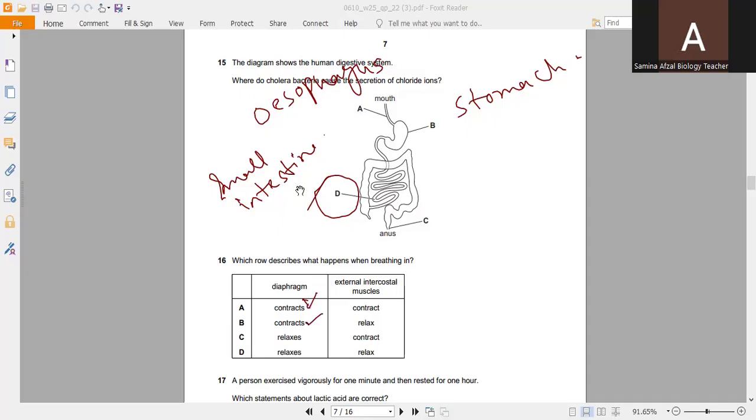Now, the second is external intercostal muscles. So the external intercostal muscles contract to pull the rib cage upwards and outwards, increasing the side to side and front to back volume. So keep in mind, when the diaphragm contracts, the external intercostal muscles will contract. Or when the diaphragm relaxes, the external intercostal muscles also relax. So here in this case, when we breathe in, the diaphragm contracts. So with this, the external intercostal muscles also contract. So according to this, A is the correct option.